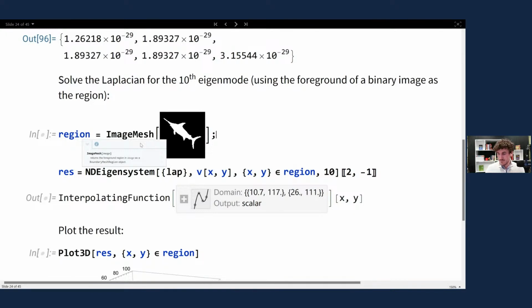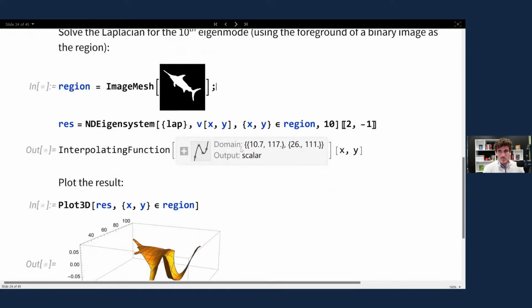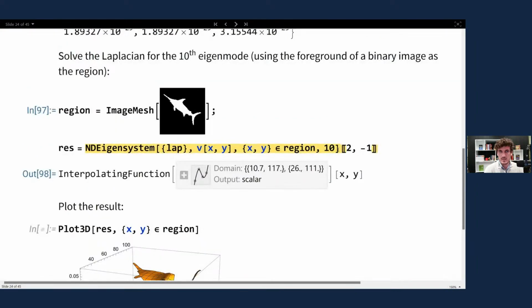And we can actually use this boundary mesh region to specify our domain for ultimately solving the eigensystem. Notice the region is inside this function NDEigensystem. So we're going to solve the Laplacian for the 10th eigenmode. This part is just taking the second. Well, let's just remove this and see what we get.